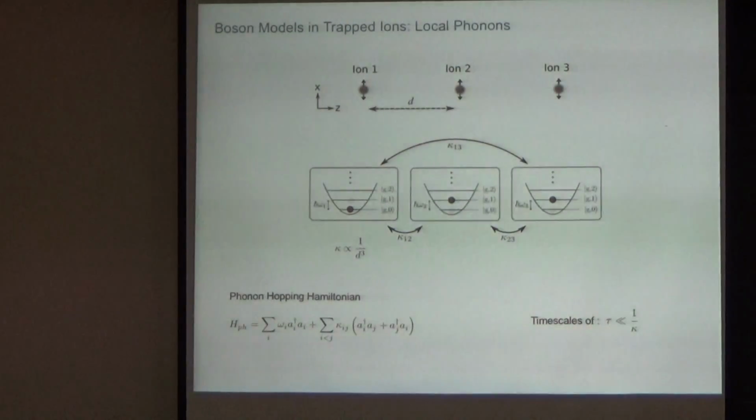You basically want to look at the response at rates faster than kappa. So the time scales of the experiment are much smaller than the inverse of the hopping rate. The time scales of the excitation, sorry. I want the hopping to happen, but the external excitation, the kicks, and the measuring of the local phonon occupancy or phonon state, I do much faster than the hopping rate.